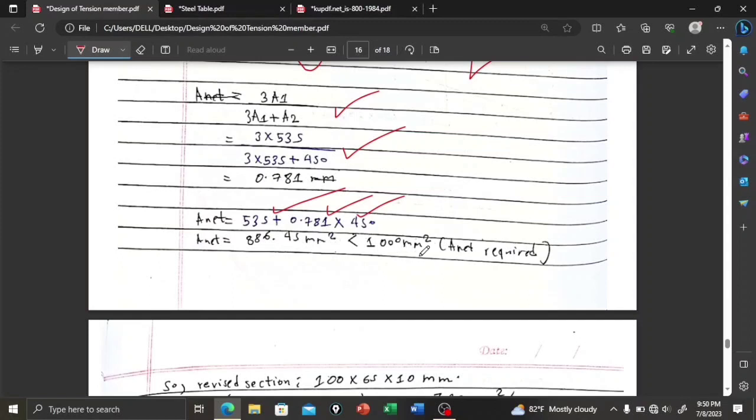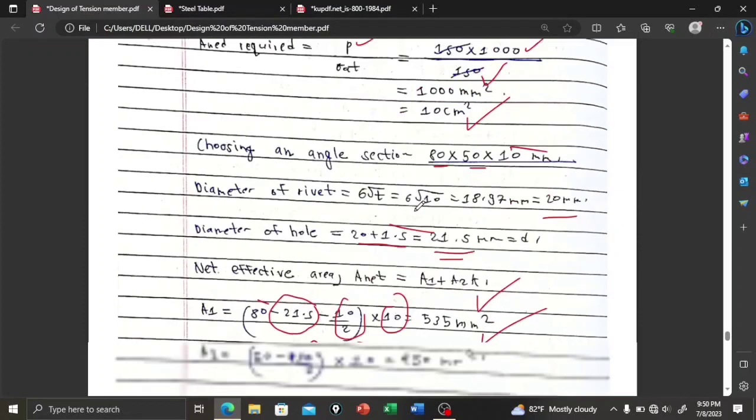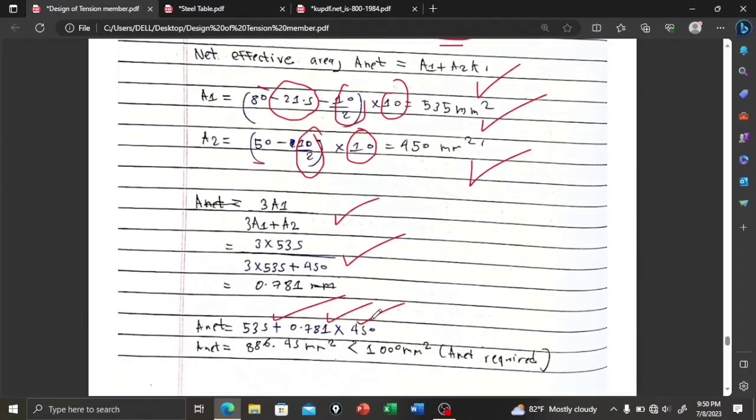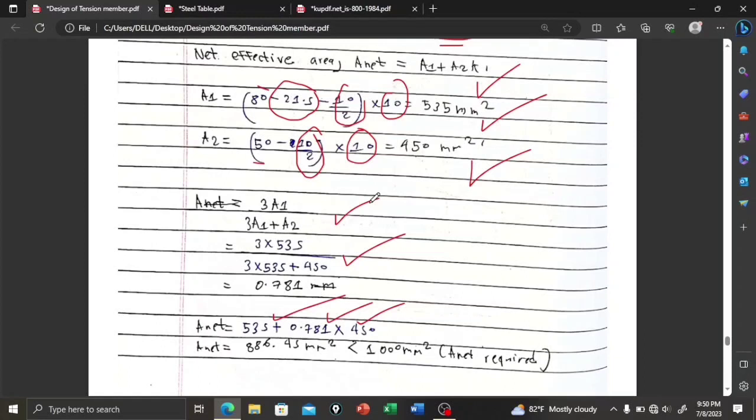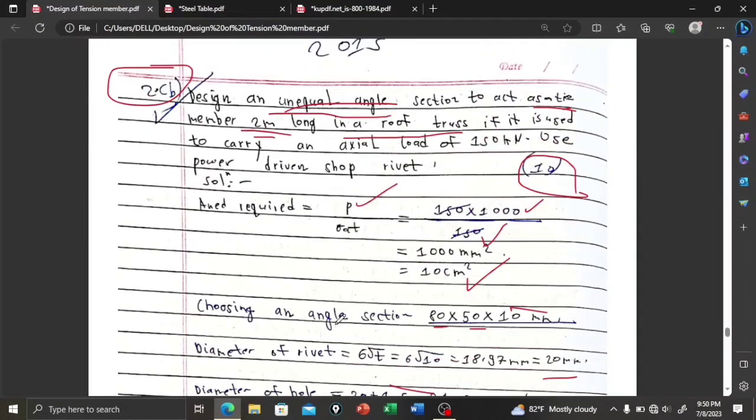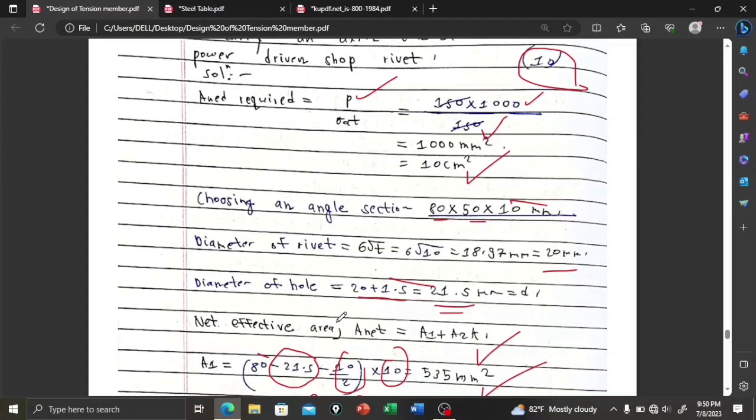So 1000 was area required. Area required was 1000, but area provided was only this. So revision section is 100 by 65 by 10. So area should be greater than this.